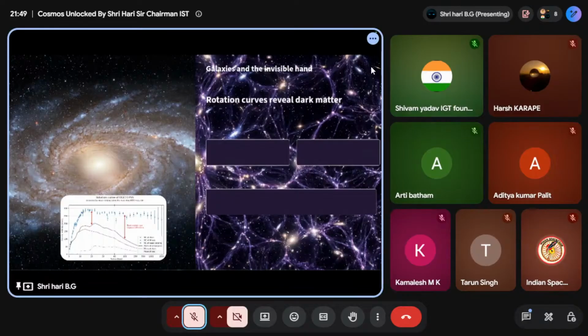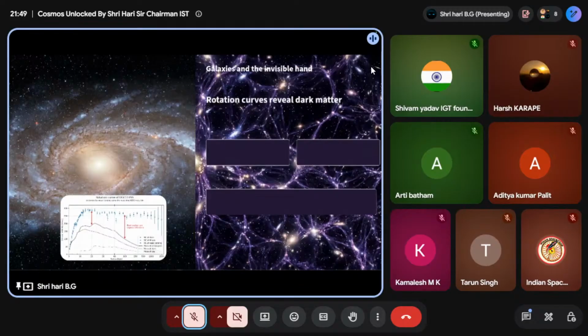And when scientists measured this and found this dark matter, the outer stars are moving much faster than they should, and visible matter alone cannot hold them, so something invisible is there. We call it dark matter, and the rotation of galaxies is one of the strongest evidences.